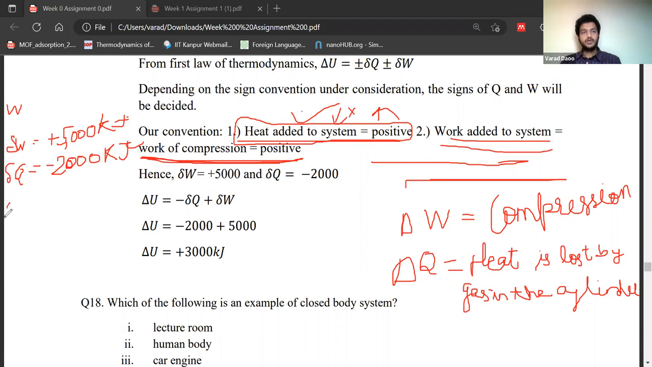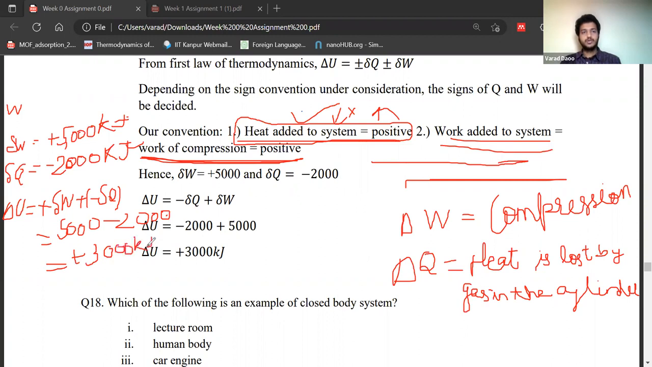Now we put it, delta U is equal to, so our Q is positive, that means plus delta W, and then plus of minus delta Q, right? That means it is 5000 minus 2000, right? Which is plus 3000, right? Plus 3000 kilojoule, right?